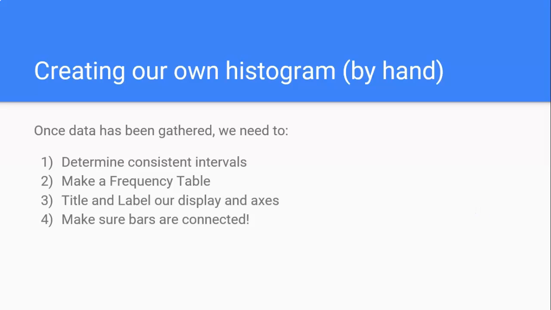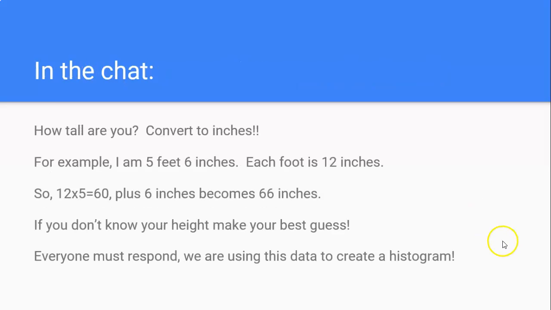Once the data has been gathered, we need to determine consistent intervals, make a frequency table, title and label our display and axes, and make sure the bars are connected. We're going to save this activity for when I see you, which will not be Tuesday, it'll be next Wednesday. So we're going to make our own histogram. So we'll work on that next time.